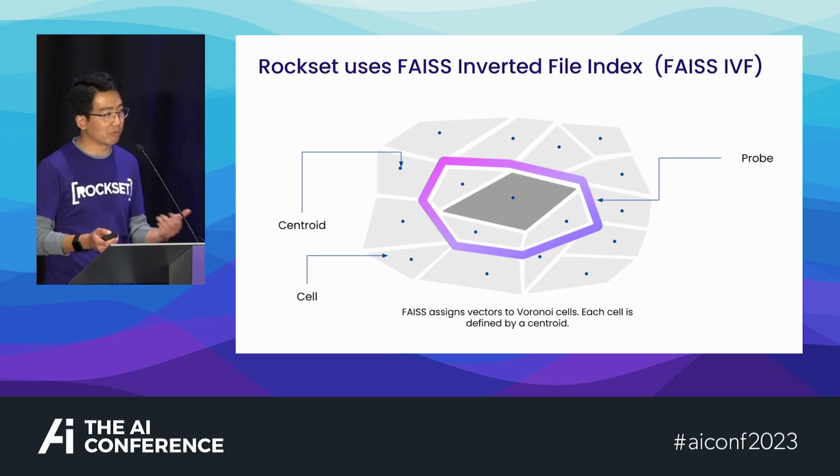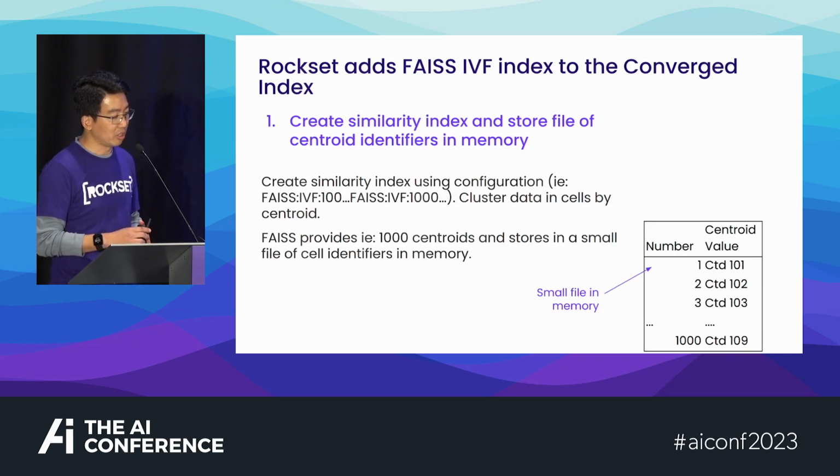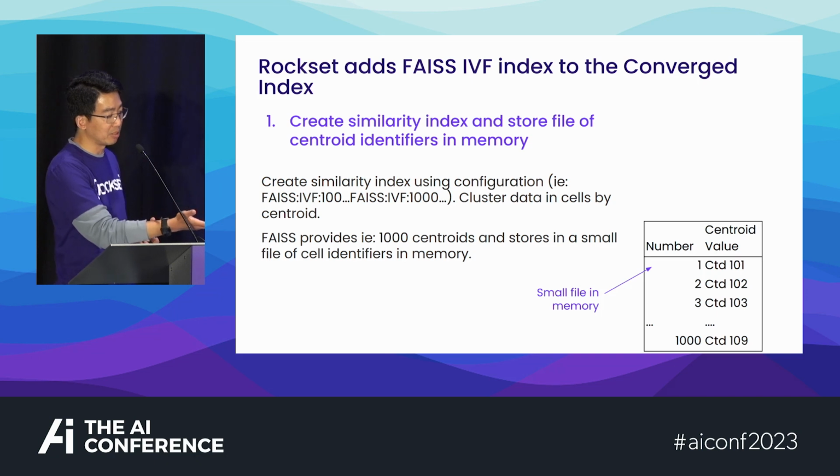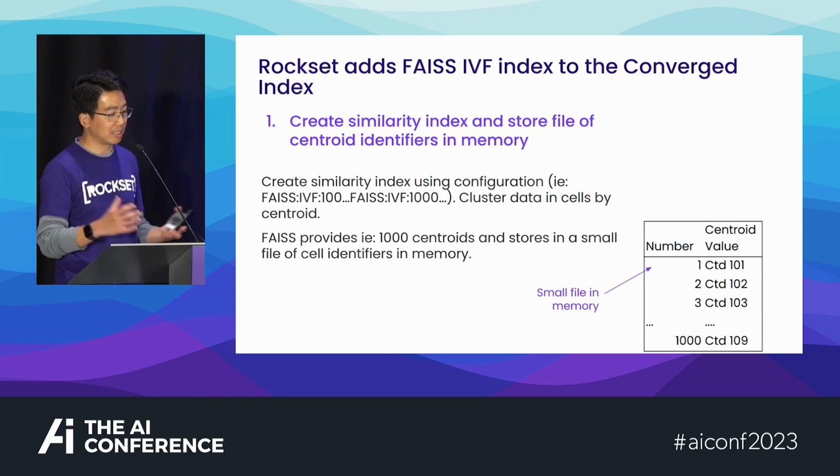So that's conceptually what's happening. And so what do we do with the converged index? How does this work for you as a user? What you would do is you would create a similarity index. This is stored in memory. You would specify, for example, if I want 1,000 cells in my similarity index, it would create 1,000 cells along with the associated centroid values and cluster data in these cells, depending on how far they are from these centroids. So that's the first step in adding ANN to our converged index.